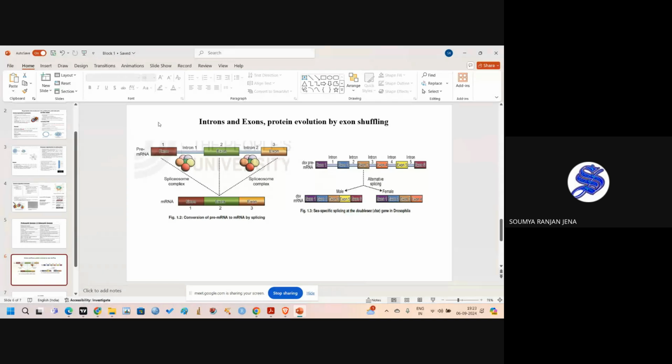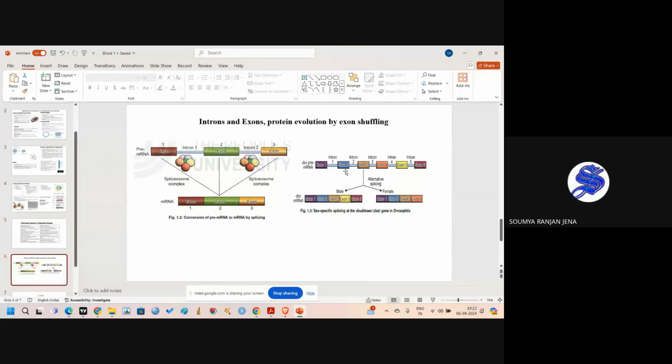If we go to the DNA structure, DNA is a linear structure, and this DNA is converted to pre-mRNA, which contains both exon and intron regions. These introns are removed by the spliceosome machinery, and then exon shuffling occurs to form a mature mRNA which contains exon 1, 2, and 3.